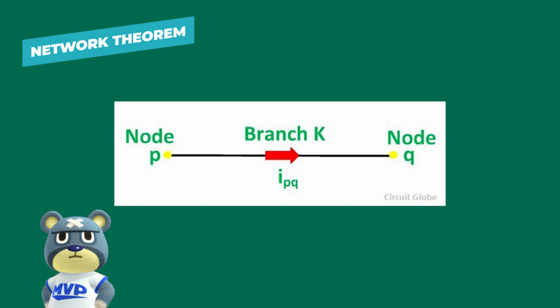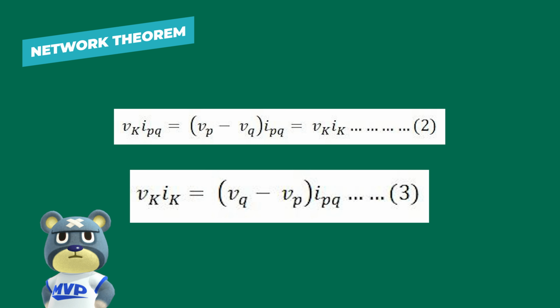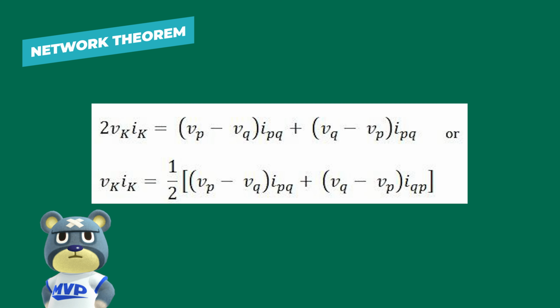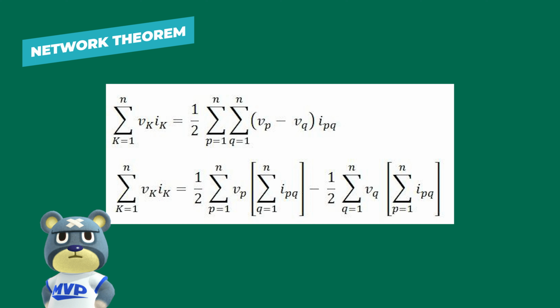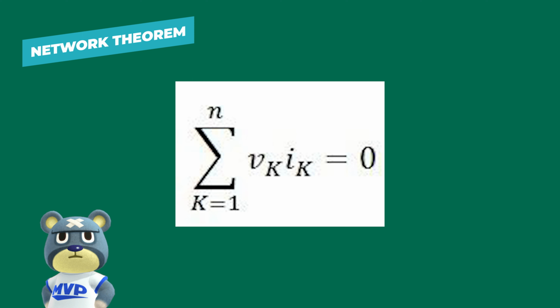And we have this equation. Summing the above two equations, we get this equation. Such an equation can be written for every branch of the network. The equation will be this equation in the figure. However, according to Kirchhoff's current law, the algebraic sum of currents at each node is equal to 0. Therefore, this equation is obtained.